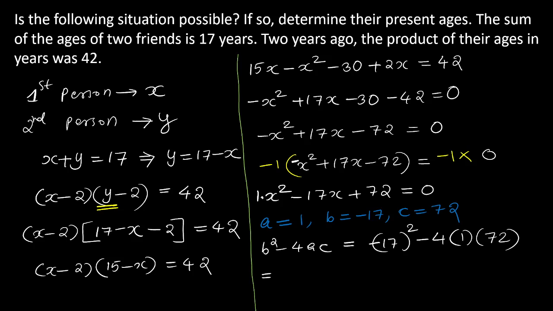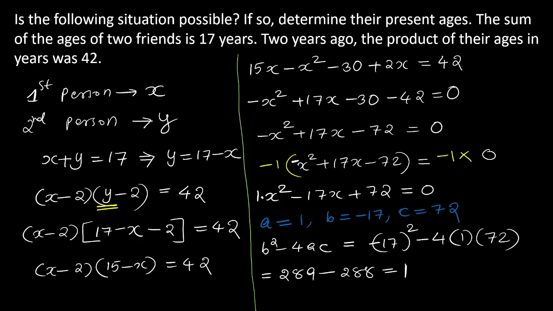So minus 17 square. 17 square is 289. What is this? 4 into 72. Let me find it. 4 into 72 is 288. It's a very small number. Anyway, it is positive, right?